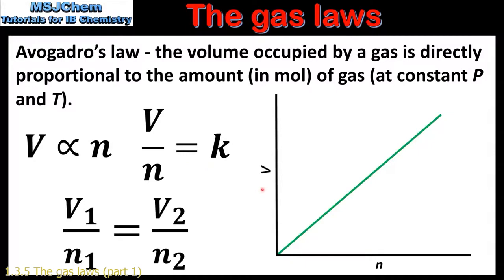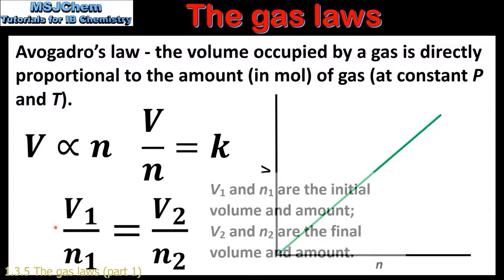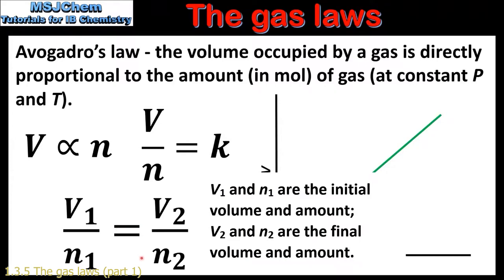On the right, we have a graph of volume against amount in moles of a gas. From the graph, we can see that volume is directly proportional to amount in moles. Another way of representing Avogadro's law is V1 over n1 is equal to V2 over n2.